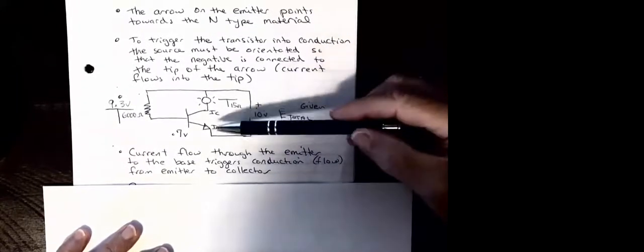What we have to remember is that with a transistor, if there's no current flowing through the emitter to base, it doesn't actually turn on or close the junction between emitter and collector. So we absolutely have to have current flow through the outer circuit to get current flow through the inner circuit. So current flow through the emitter to base triggers conduction flow from the emitter to collector.